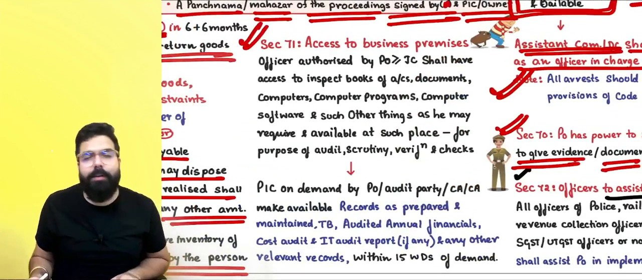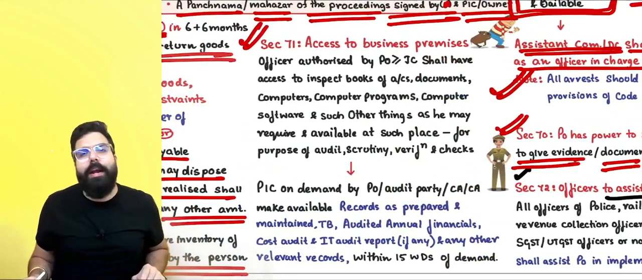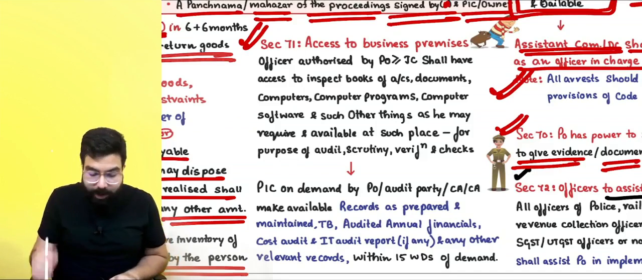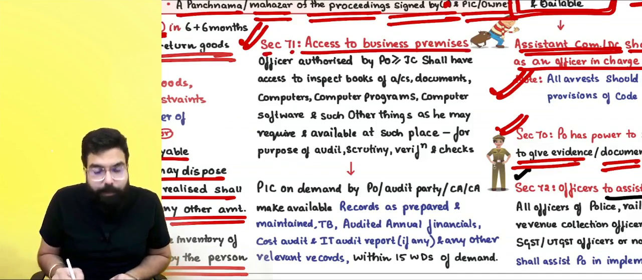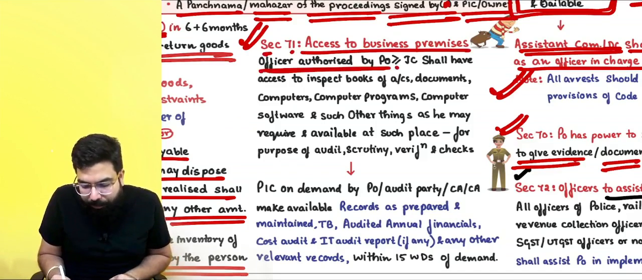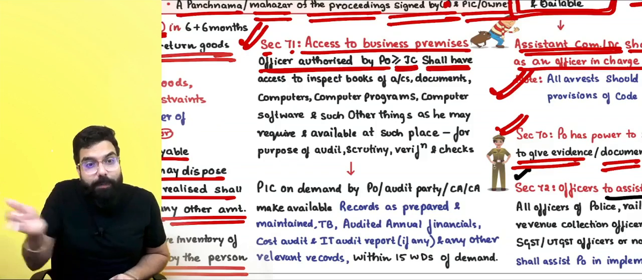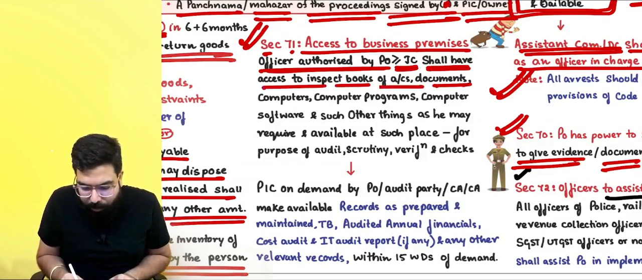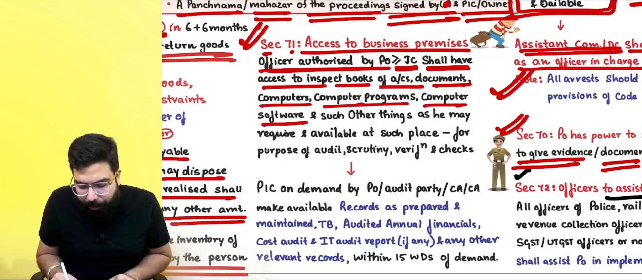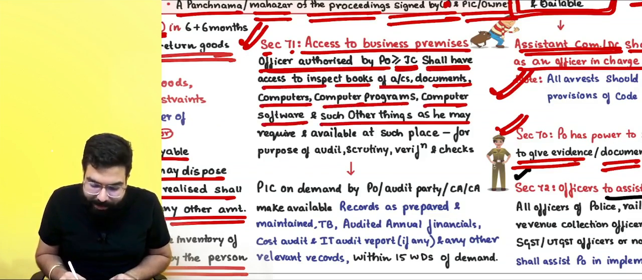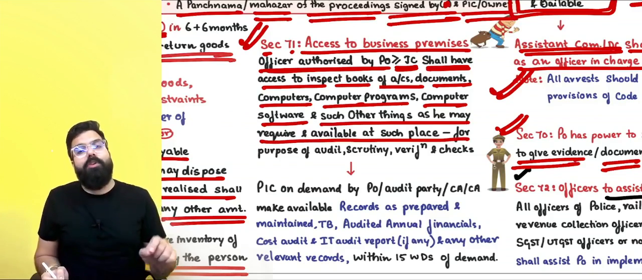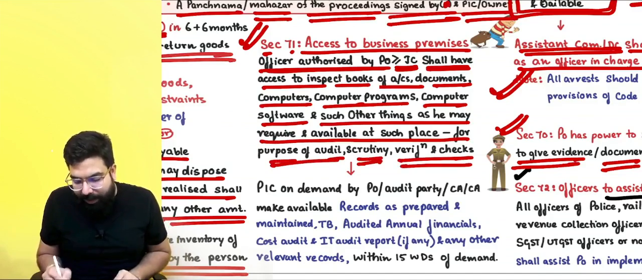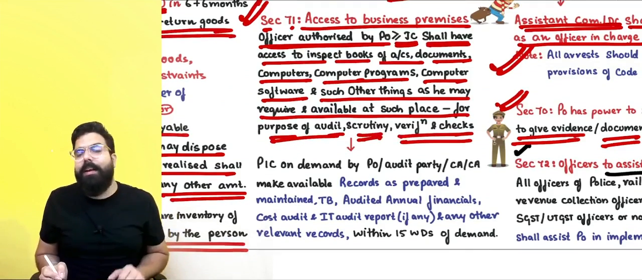Section number 71 gives the power to the audit parties, to the officers, to go for inspection. Section number 71, access to business premises. An officer authorized by the proper officer, of rank greater than or equal to joint commissioner, who has come for inspection shall have access to inspect books of account, documents, computer programs, computer software, or such other things as he may require and available at the place, for the purpose of audit, scrutiny, verification and checks.